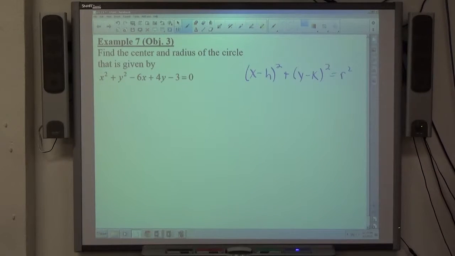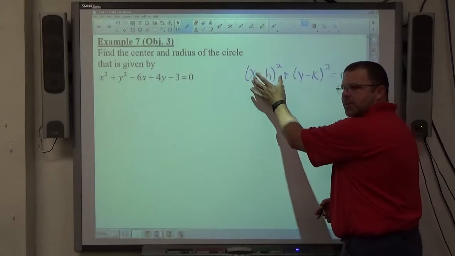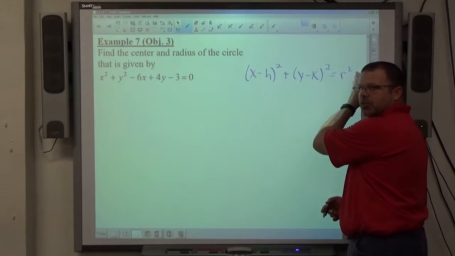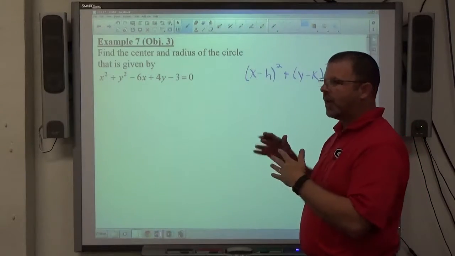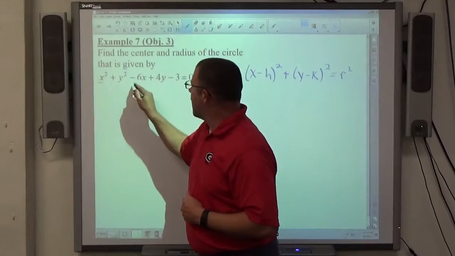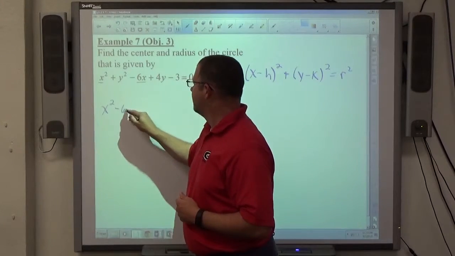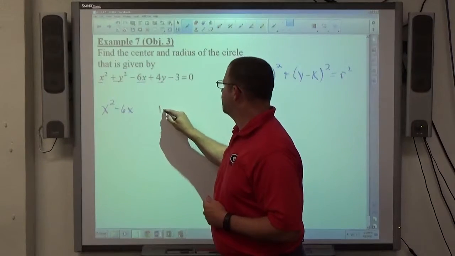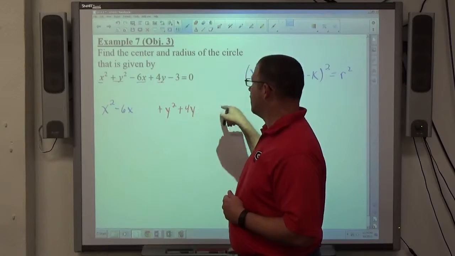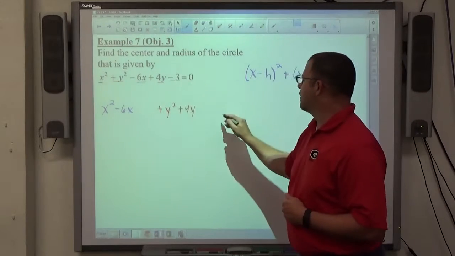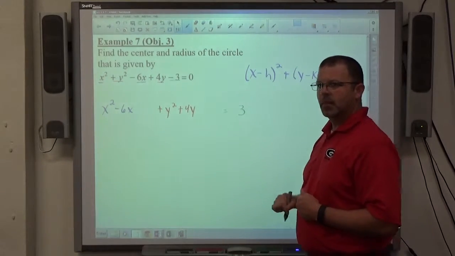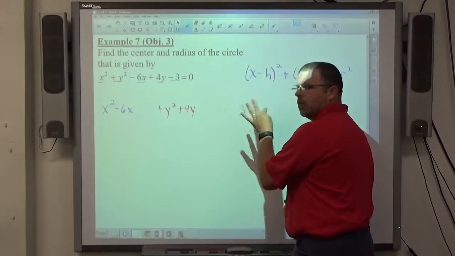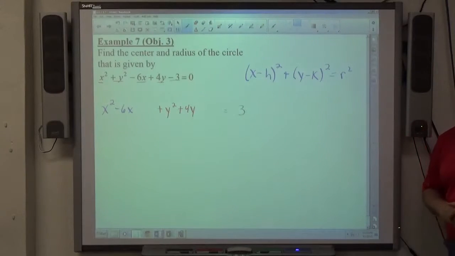So, if I'm trying to create that structure, I want my x's in a position, I want my y's in a position, I want my numbers in a position. So I'm going to create this structure out of this by grouping up my x's together, leaving a little bit of space. Then I take my y's, leave a little bit of space, and then I'm going to take my constant to the other side. Okay? So x is grouped together, leave a gap, y is grouped together, leave a gap, equals number. It doesn't matter what the number is at this point, it'll change.